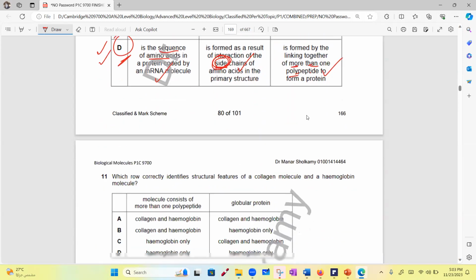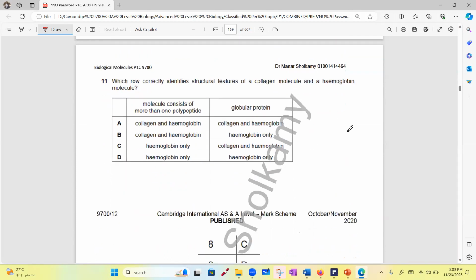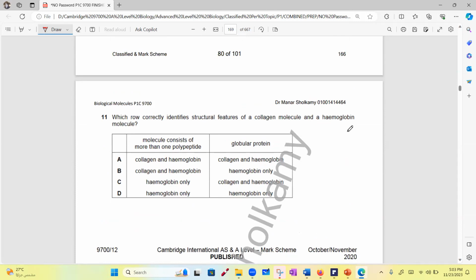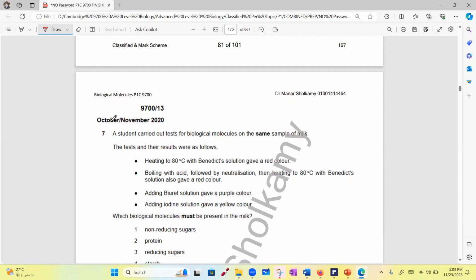Now we have number 11. Which row correctly identifies structural features of a collagen molecule and a hemoglobin molecule? I think this is the last question. Which molecule consists of more than one polypeptide, and which is globular? This is so easy. What's the answer? B. Globular is hemoglobin. And both of them are more than one polypeptide working together. Okay, very good. Another exam? Let's solve this exam so that we finish June and November variants.